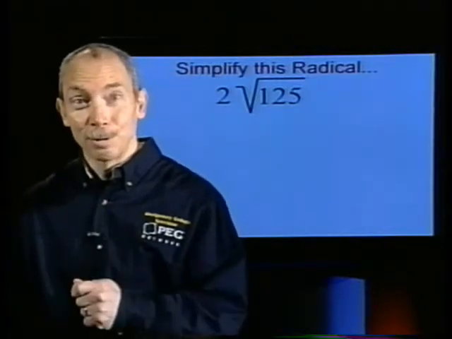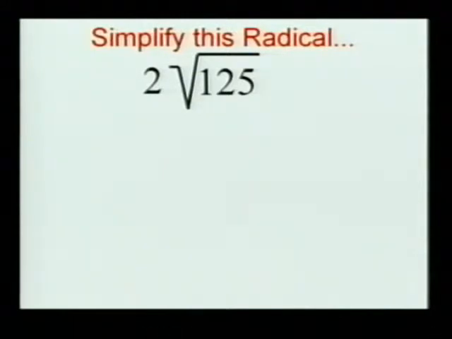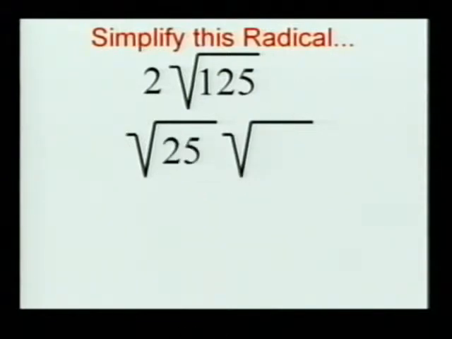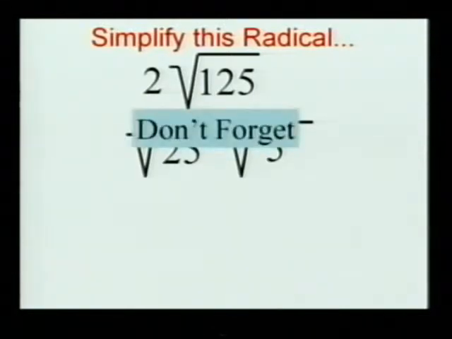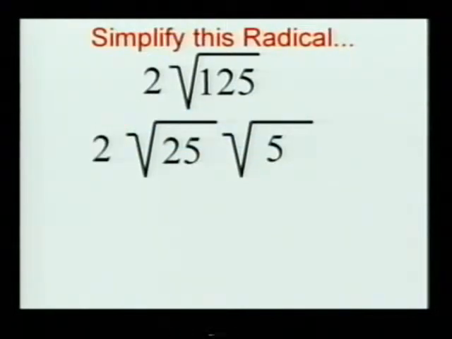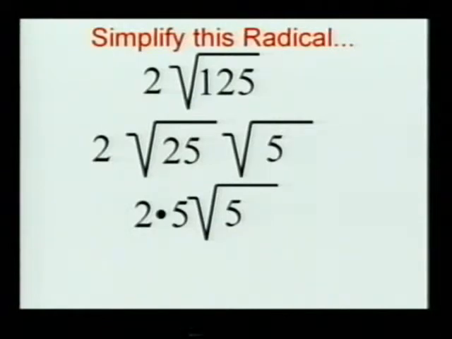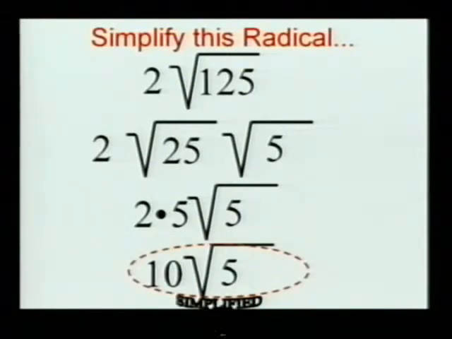Now, we can do the same thing if we have a number in front. 2 is fine. It's the 125 that's a troublemaker. So let's break 125 into its perfect square and the garbage left over. The biggest perfect square is 25. 125 divided by 25 leaves 5. Can't do anything with the square root of 5. Now, don't forget the 2. Bring it on down. The square root of 25 is perfect, so I know it's 5. Now the 2 will talk to it: 2 times 5 is 10. Can't do anything with that radical 5. And that's your answer.